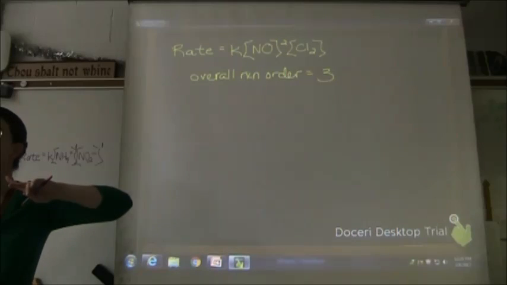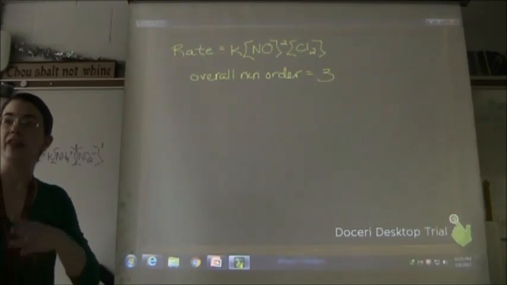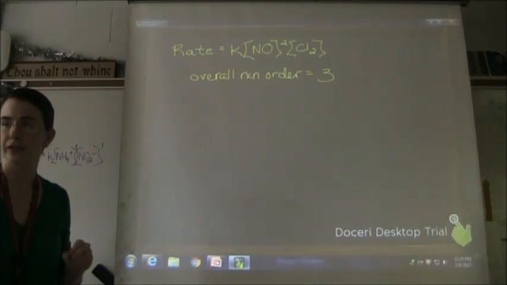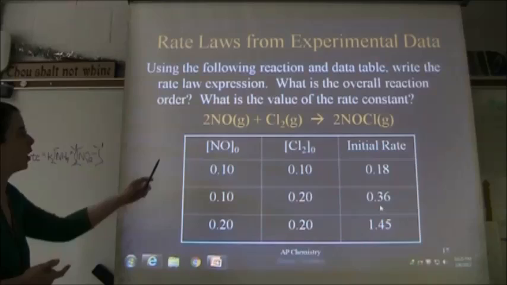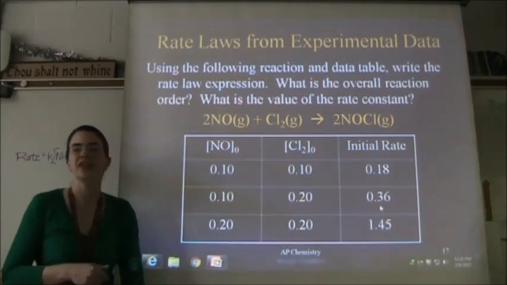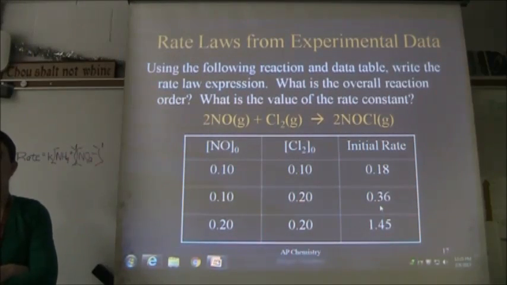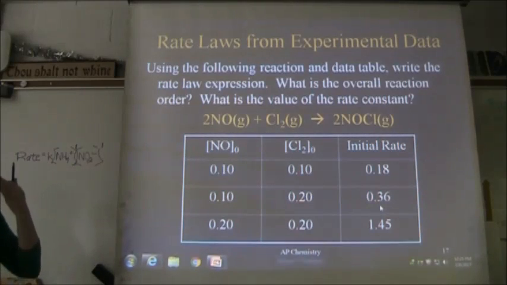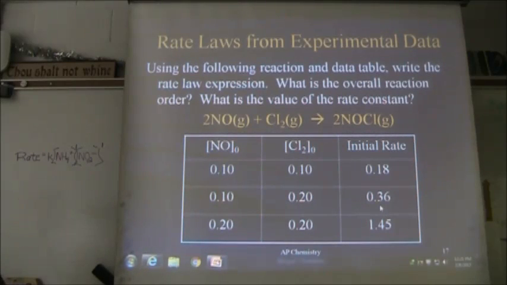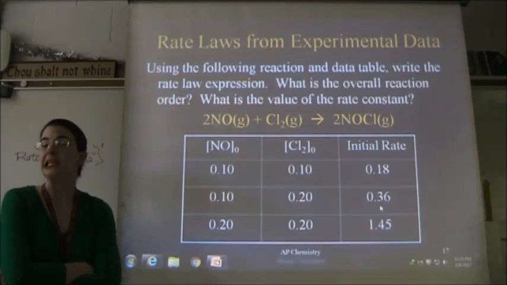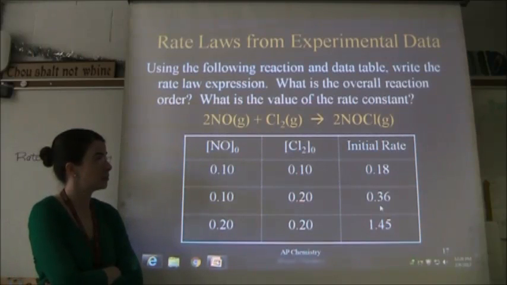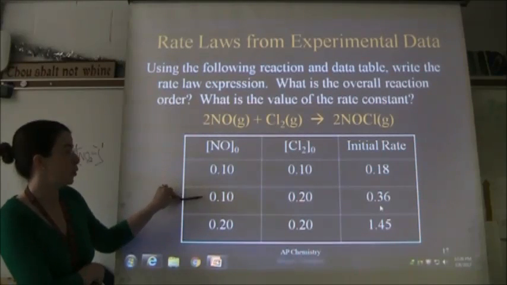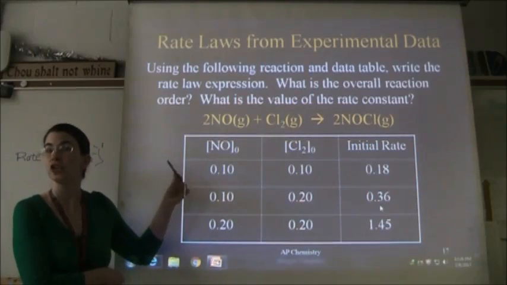But let's look at the last part to this question. Okay? We got the rate law, we know the overall order, and then it says, what is the value of the rate constant? Meaning, they want an actual number for K. Anybody have any ideas what you might do? Plug in what? From which line? Okay, she's right.